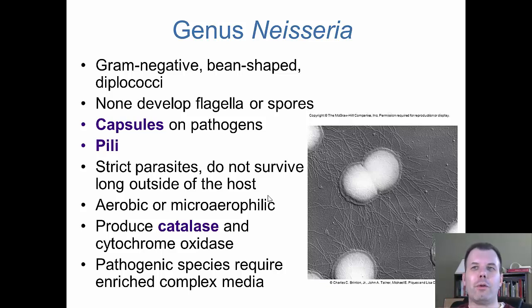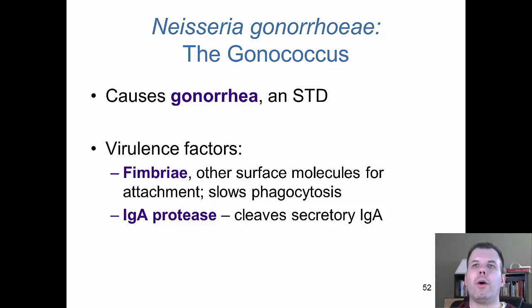Okay, it's either aerobic or microaerophilic, meaning that it needs oxygen to survive, and it does have catalase and cytochrome oxidase to deal with the oxygen. And again, the pathogenic species require very enriched media in order to grow in the lab. Now, Neisseria gonorrhoeae is the one that causes gonorrhea. It is an STD, one of the top five STDs in the country, anywhere from 100,000 to 300,000 cases a year. You saw this when we did the MMWR in the lab, and you saw that this was one of the highly reported diseases.